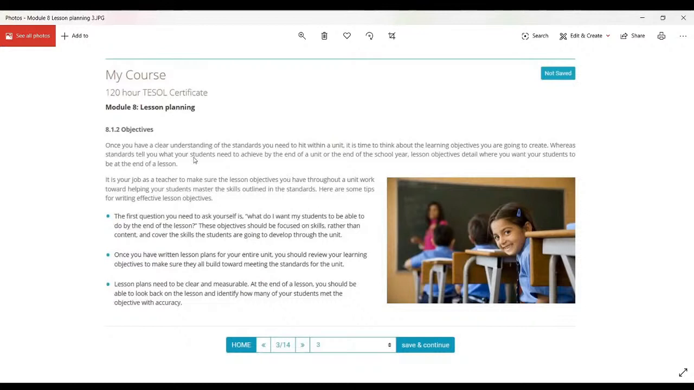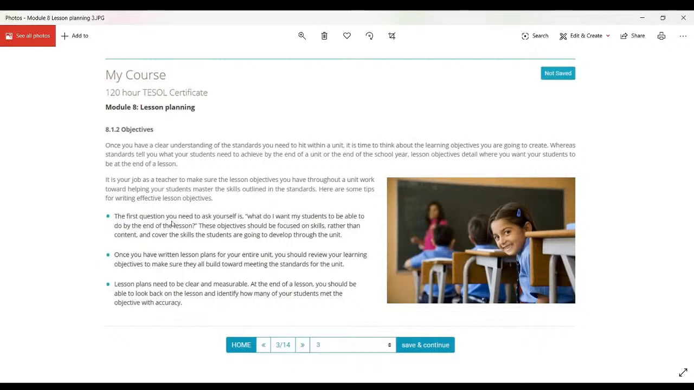Alright, so next are objectives. Once you have a clear understanding of the standards you need to hit within a unit, it is time to think about the learning objectives you are going to create. Whereas standards tell you what your students need to achieve by the end of a unit or the end of the school year, lesson objectives detail where you want your students to be at the end of a lesson. It is your job as a teacher to make sure the lesson objectives you have throughout a unit work toward helping your students master the skills outlined in the standards.